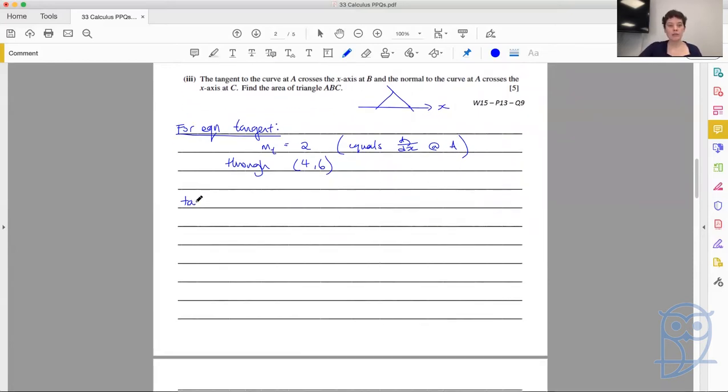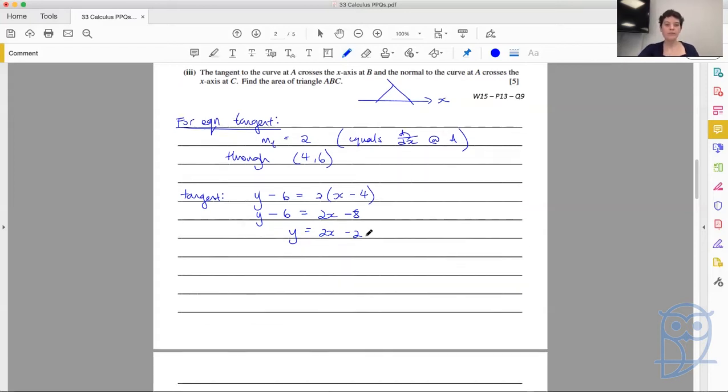So we then label clearly: tangent. y minus 6 equals 2 times x minus 4, still using that same equation. So y minus 6 equals 2x minus 8, y equals 2x minus 2. Now we have the equation of our tangent. We're going to do an x-axis intersection with that, but first I prefer to get the equation of the normal as well, and then I can do my intersections together.